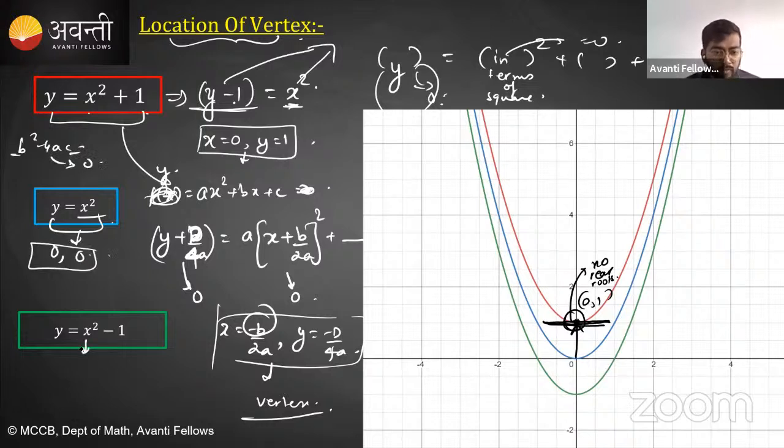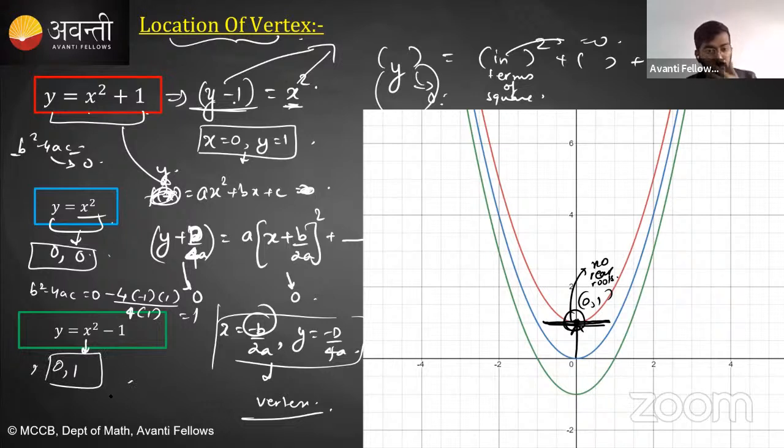For this value, if you put minus b by 2a here, you know that b is 0. So the x coordinate is 0, and the y coordinate is minus d by 4a. So b square minus 4ac is 0 minus 4 into minus 1 into 1, upon 4a, which is 4 into 1. So this will come out to be 1. So 0 comma 1 is the vertex for this graph.